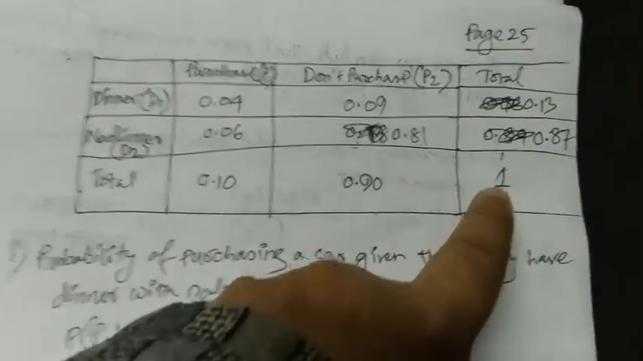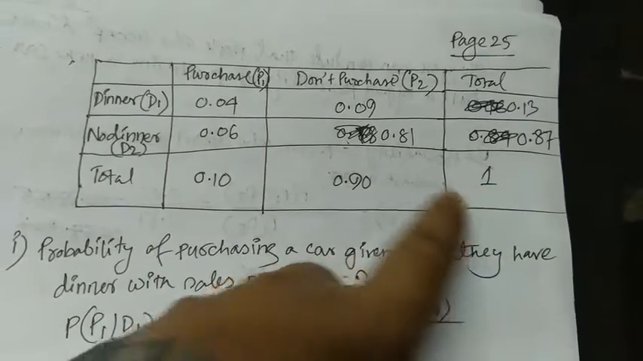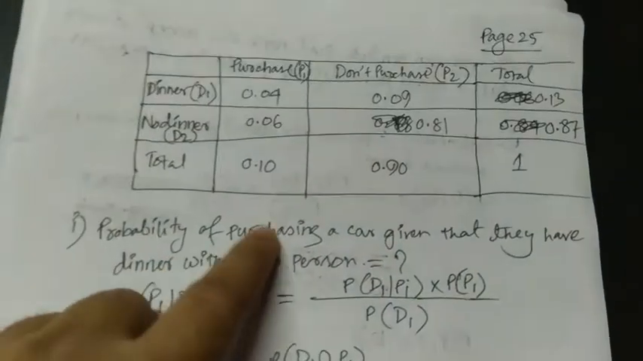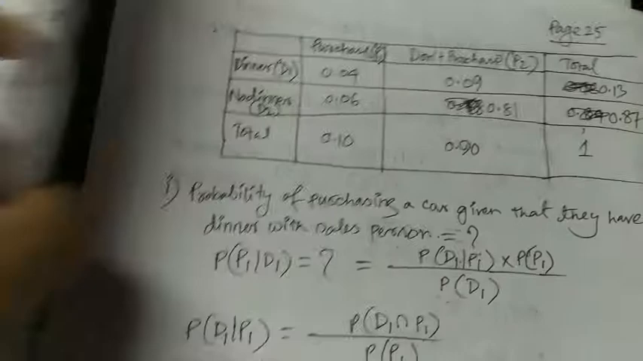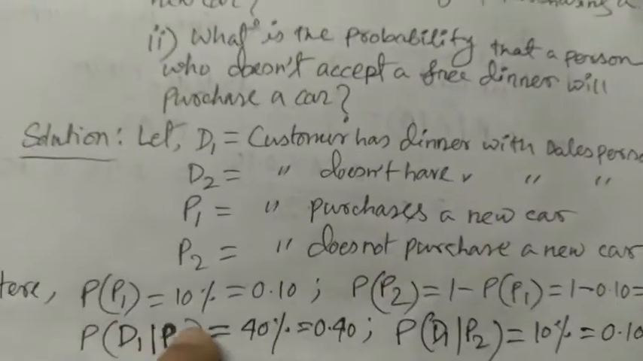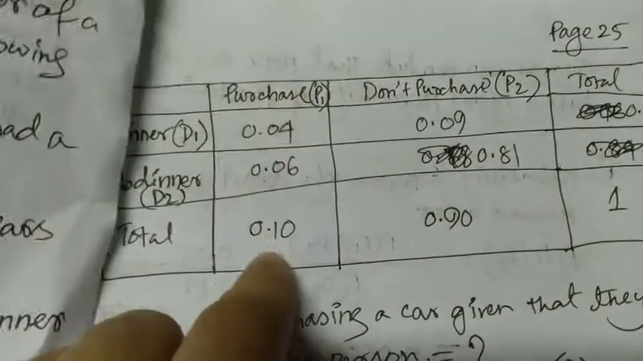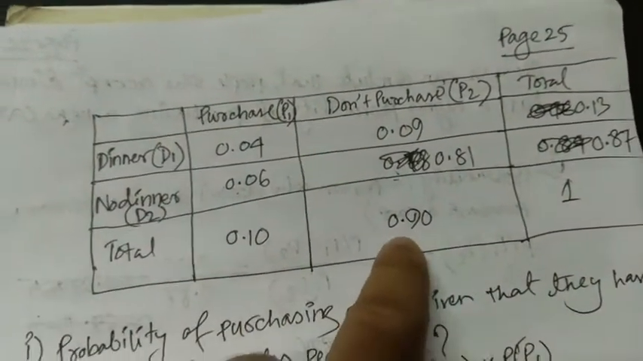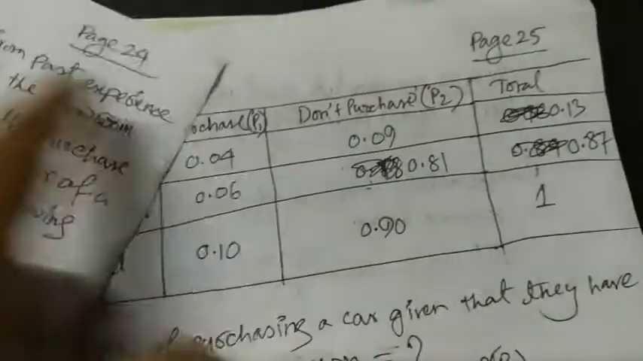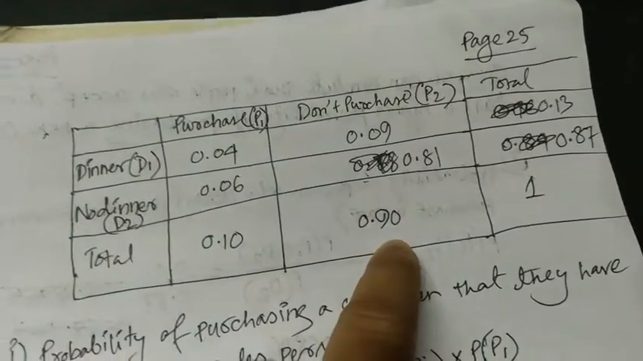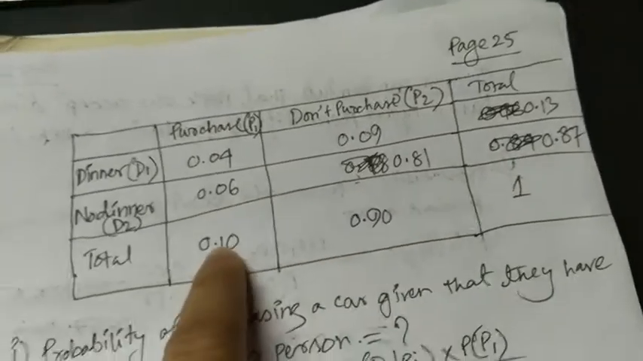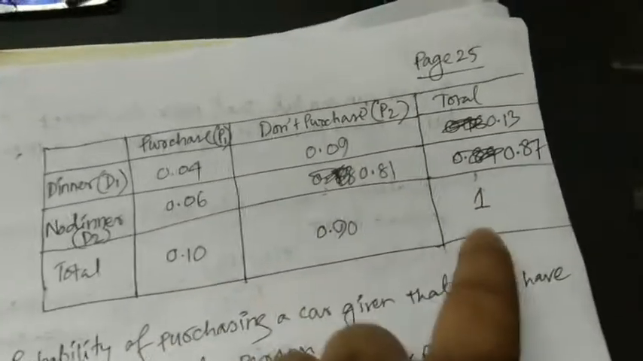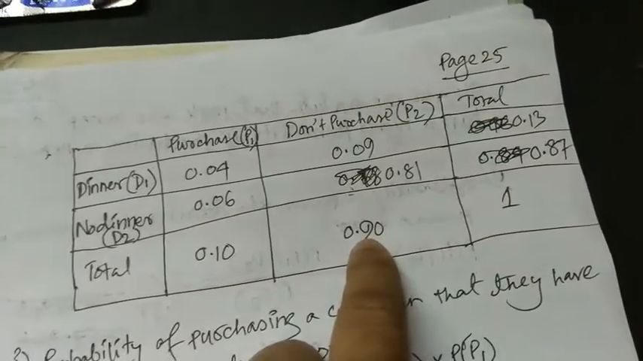So we know that the total probability is 1, and we know that the probability of purchase, probability of P1, is 10%. So if the probability of purchase is 10%, then not purchase, or probability of P2, should be 90%. That means if this one is 0.1 and the total is 1, this one should be 0.90.